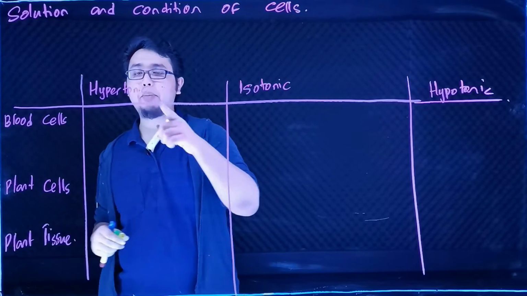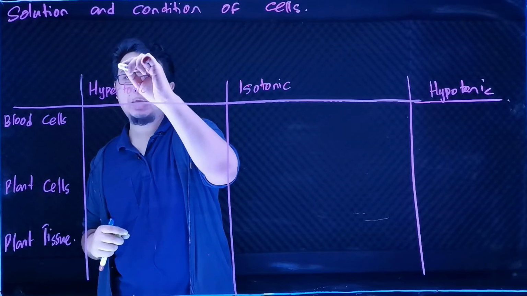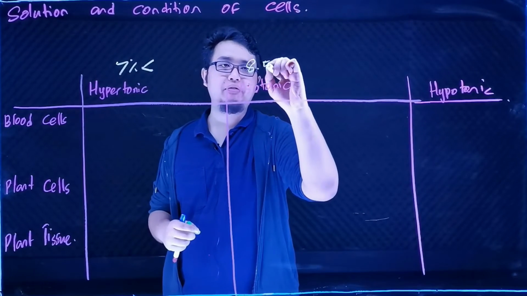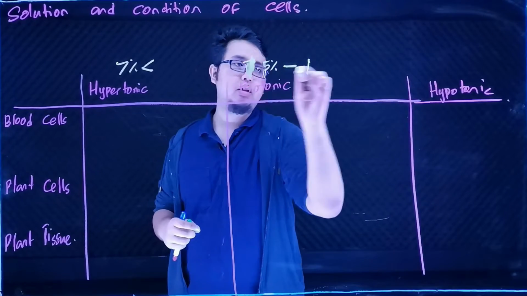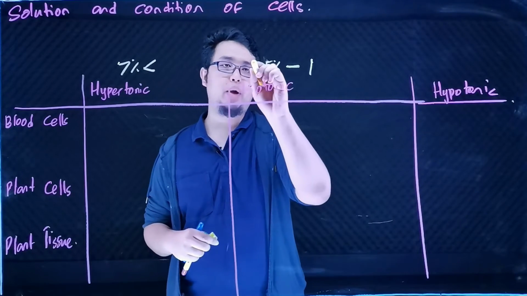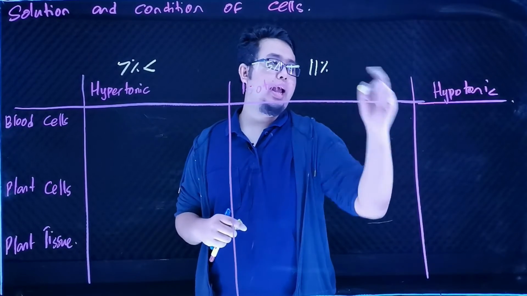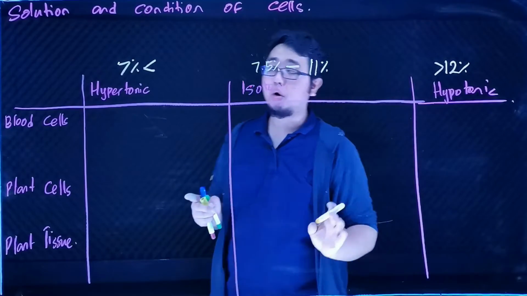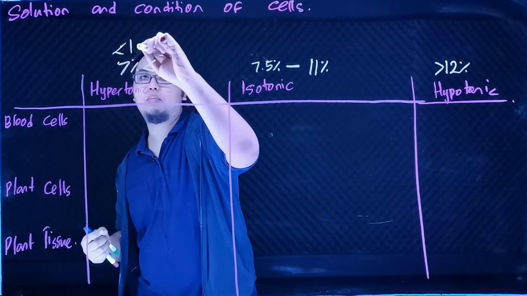Alright, so for the hypotonic solution, mostly we talk about anything that has a concentration below 7%. Isotonic is somewhere between 7.5% to 11%, and hypertonic is more than 12%. In terms of mole per dm cube, the hypotonic can go somewhere below 1 mole per dm cube.